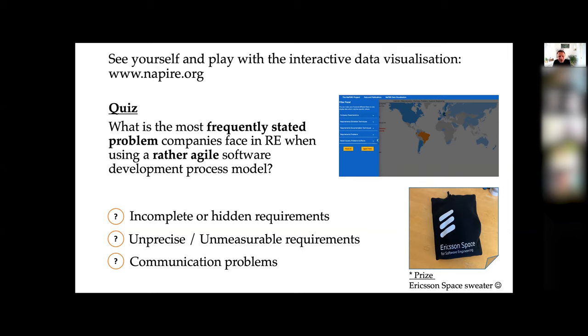So, what is the most frequently stated problem companies face in requirements engineering when working rather agile? Everything you need to know, you will find using the filter panel. The first one to explore and get this, just speak up. Is it A, incomplete or hidden requirements? Is it B, unprecise, unmeasurable requirements? Or is it C, communication problems?